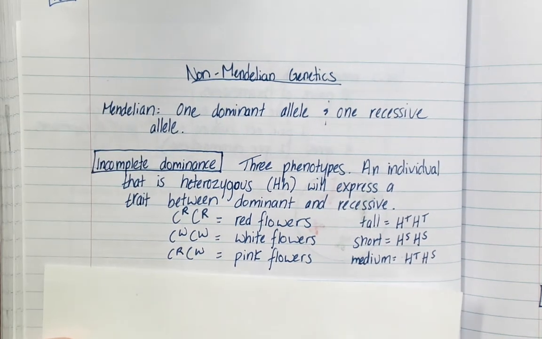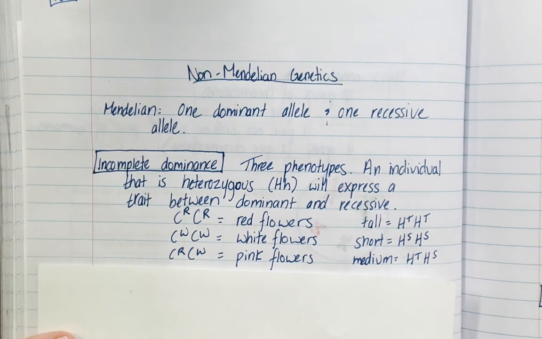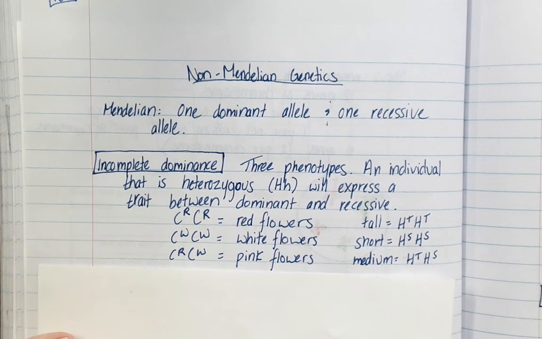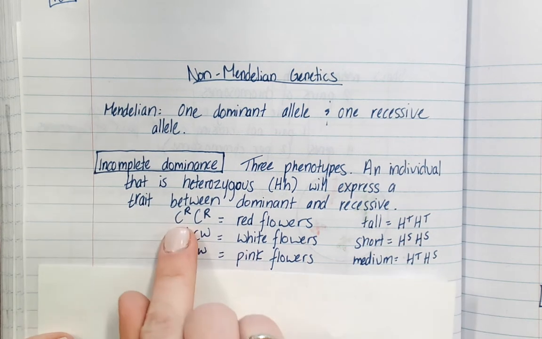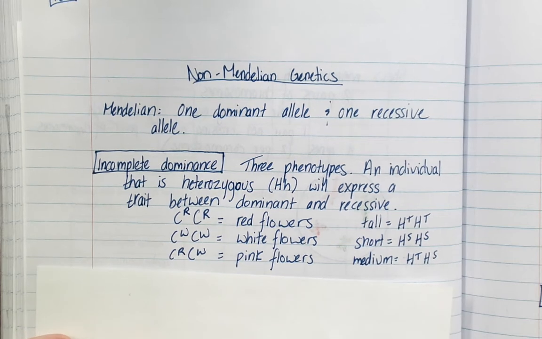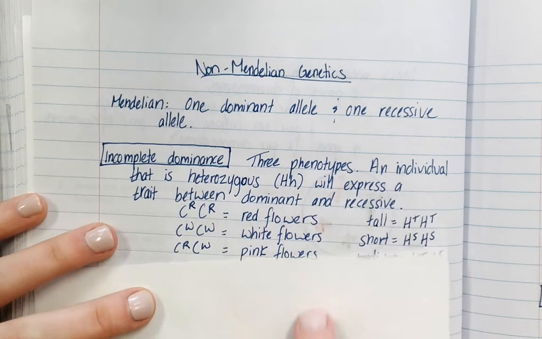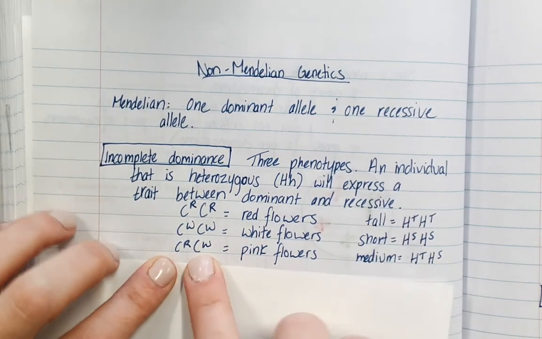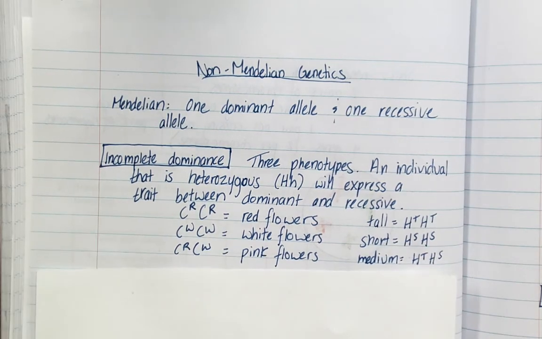To show this, we show it a little bit different. So we use a capital letter to represent the gene, but because we have incomplete dominance, we don't have a truly dominant and a truly recessive. We're just going to use different letters to note the 2 different alleles. So we've got C with a superscript R for red, and we've got a C with a superscript W for white. And then the heterozygous has both. Just like you would look at with Mendelian genetics, it's just noted a little bit differently.